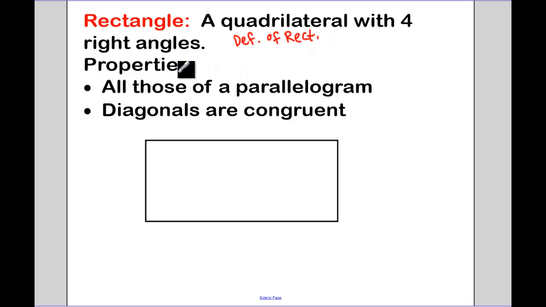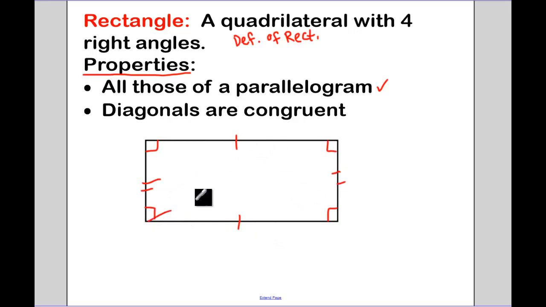Now each one of these is a property of a rectangle, which is it has all the properties of a parallelogram. Now why is that? Because it's a quadrilateral with four right angles. So right angle, right angle, right angle, right angle. So you now know that the opposite angles are congruent, which makes it a parallelogram, which makes the opposite sides congruent.